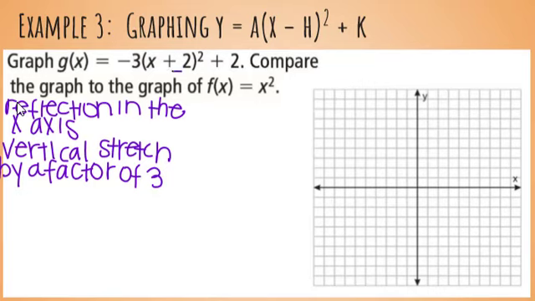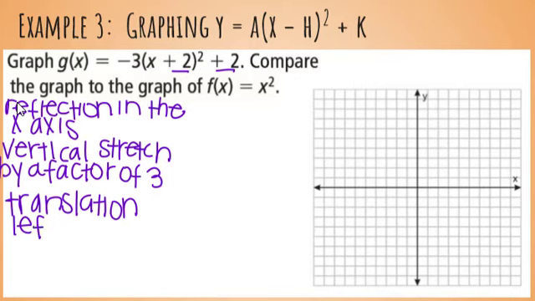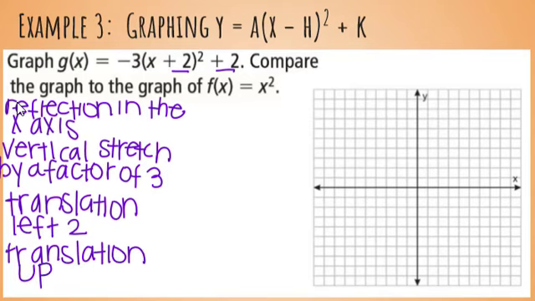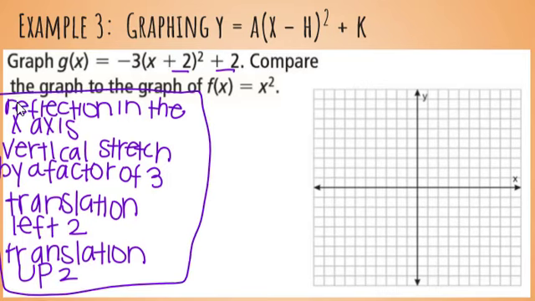Then we have this first plus 2 and this second plus 2. So the first plus 2 gives us a translation left 2. And the second plus 2 gives us a translation up 2. So these are all of our transformations shown in that equation.